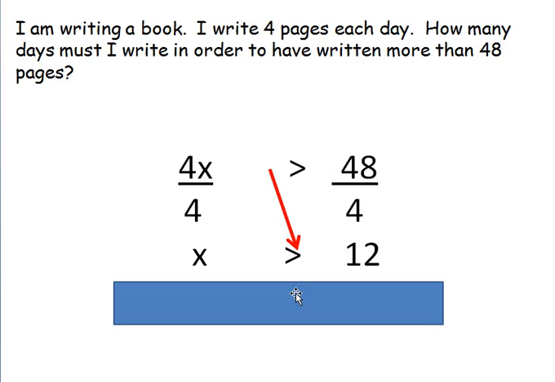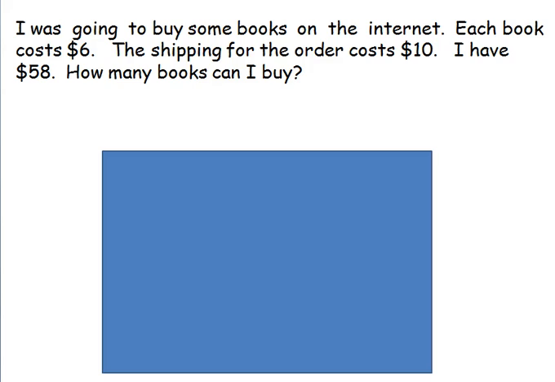Okay. So now I'm going to show you another kind of problem, a little more difficult, but still using the same inverse operations that we've used in the past. Now this says I was going to buy some books on the internet. Each book costs $6. The shipping for the order costs $10. I have $58. How many books can I buy? Okay. So no matter how many books I buy, I'm going to have to pay an extra $10 for them to mail or ship the books to me.